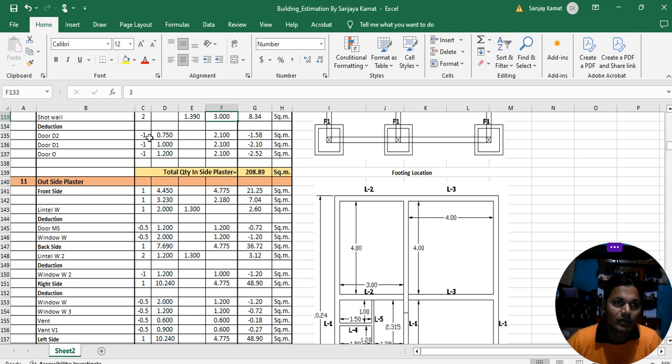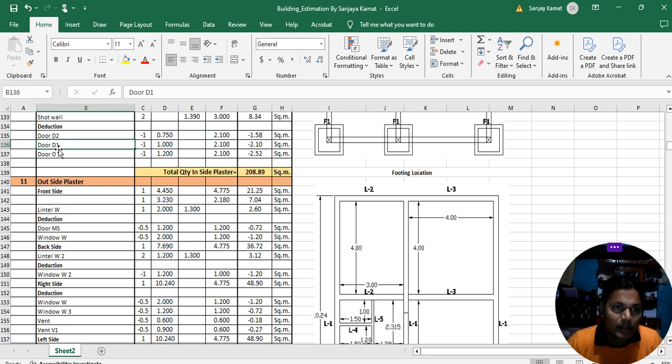D2. The number of the door D2 is -1, length is 0.750, and thickness is 2.1 meter. Once you know these three values, you multiply them and you will get minus 1.58 meter square.